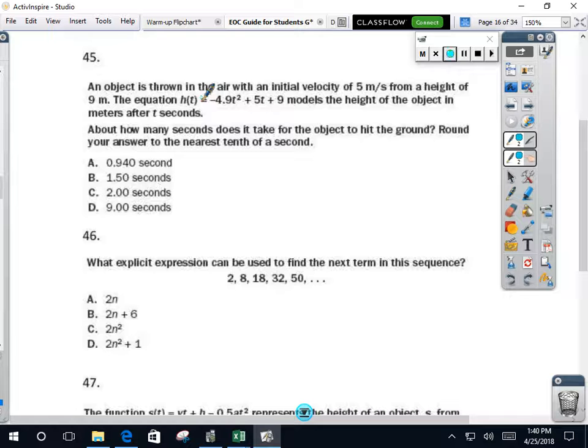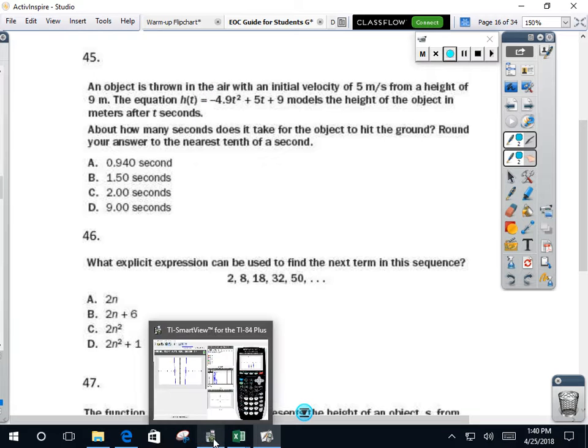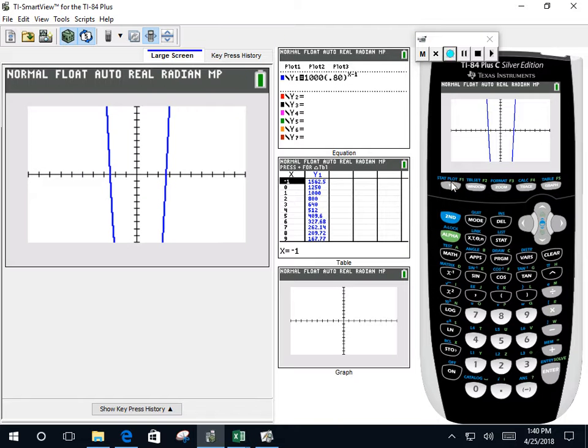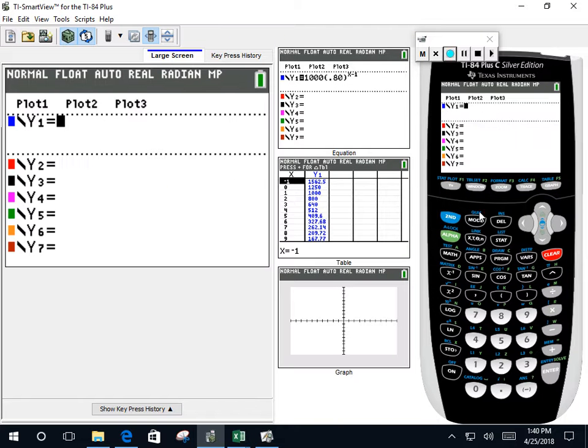So what do you think I should do here? Okay, we can graph it. Anytime you're not even sure where to start, I would at least graph it if it is possible to graph it. So y equals -4.9x squared plus 5x plus 9.